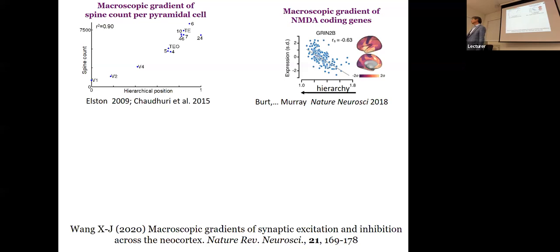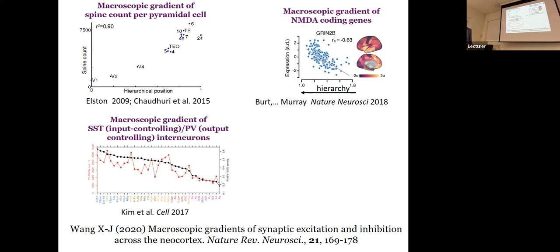Okay. And what's shown here is the gene expression as a function of the so-called T1-T2 ratio that can be measured structurally, which has been shown to be high in early sensory areas and low in higher association areas. So in a way, the hierarchy is going the other way, right? And you see evidence that NMDA-related gene expression increases over the hierarchy.